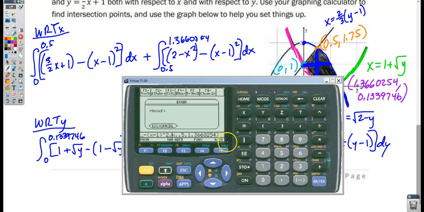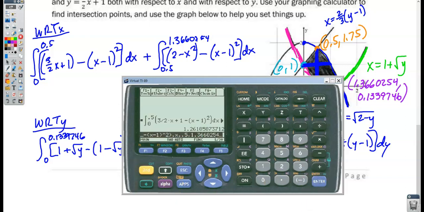Uh-oh, missing parenthesis. Oops. Where are you, missing parenthesis? Right here. And we get 1.262. Let me check and make sure that I've got my... All right, very good. 1.262 for the area.